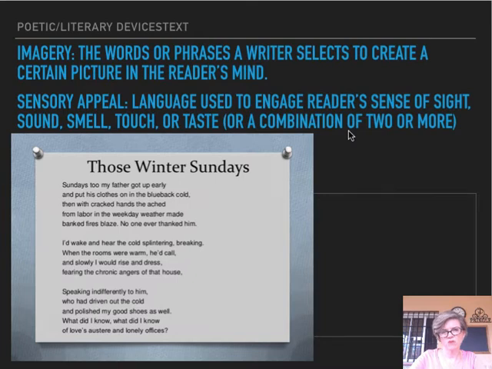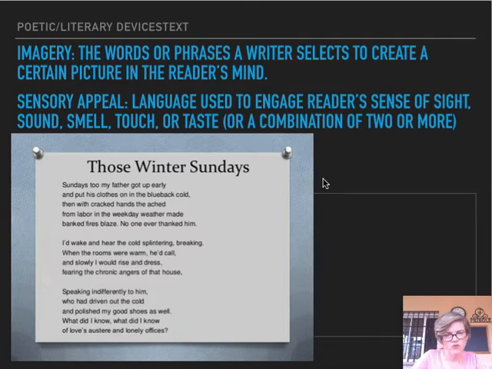And then sensory appeal is just a little more specific language device when we refer to language used to appeal to our different senses, like sight, sound, smell, touch, or taste, or a combination.